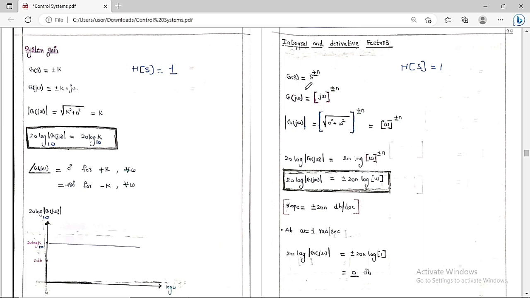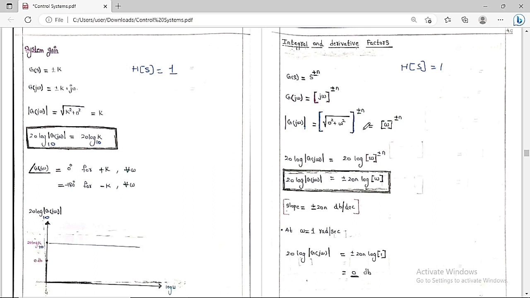Then what is G(jω)H(jω)? Wherever s is there, replace it by jω, we are going to get (jω) to the power of plus or minus n. Then I want to find the magnitude of G(jω)H(jω). So basically I want to find the magnitude part. Therefore, this power I am going to take outside, so under root of 0 square plus ω square to the power of plus or minus n. Therefore the magnitude of G(jω)H(jω) is equal to under root of 0 square plus ω square to the power of plus or minus n.